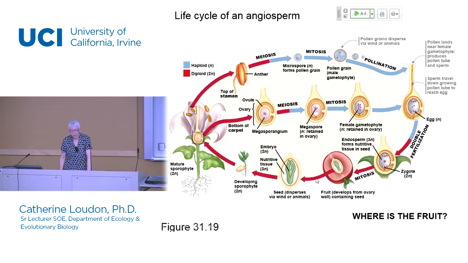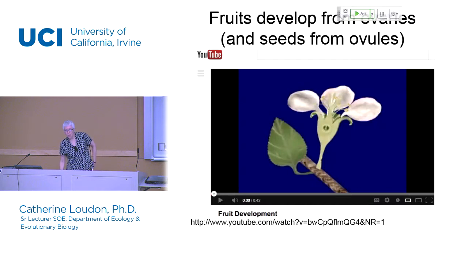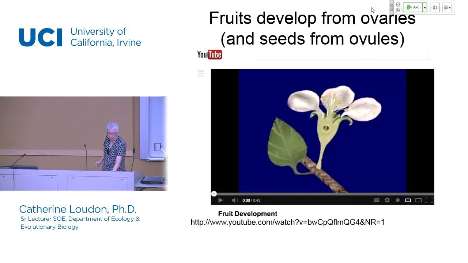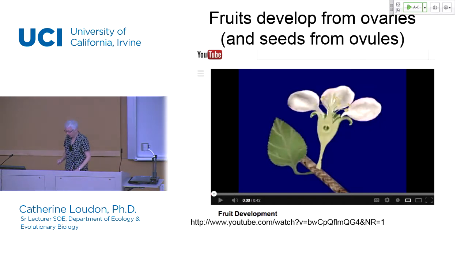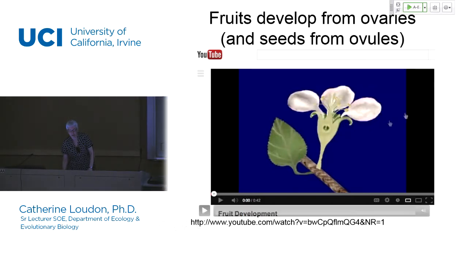Okay, so the fruit develops from the ovary. I think it's a little hard to follow in this particular diagram, so I found an animation for you that I think makes this whole question of where the fruit is coming from a little bit more obvious. So let me play this animation. It's only about 30 seconds long or so.